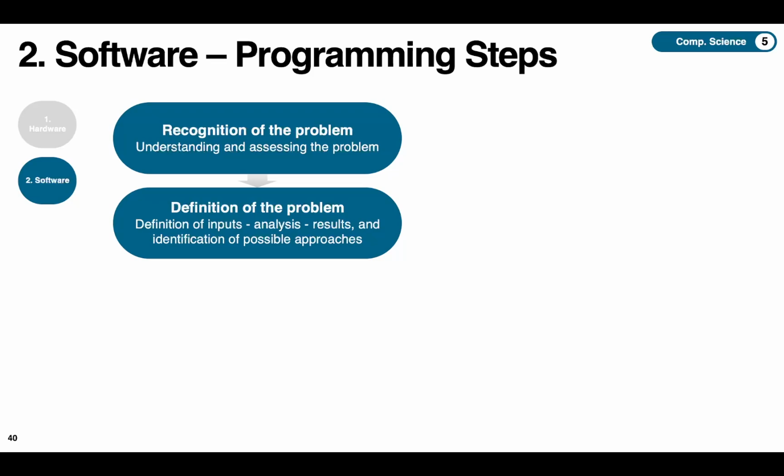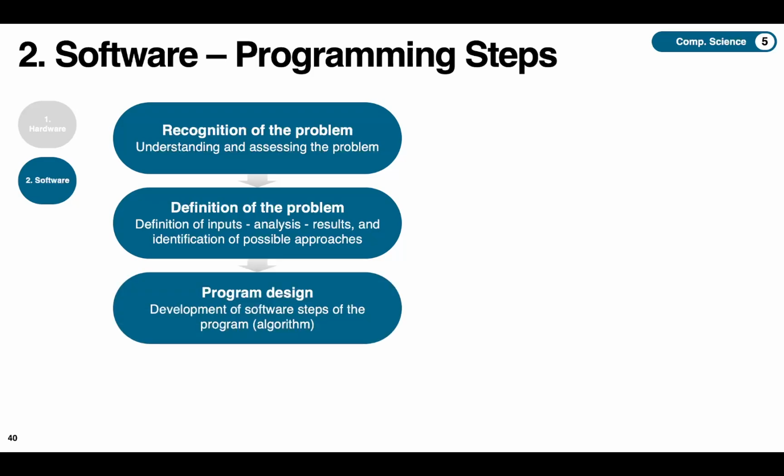Then it goes into problem definition, which is basically what inputs we need, what processing activities we need, and what output we need in order to solve this problem, as well as identifying multiple ways of solving the same problem to pick the fastest one or the simplest one, etc. So once we found the best method to solve the problem, we're going to design the logical steps that the program must follow to solve the problem.